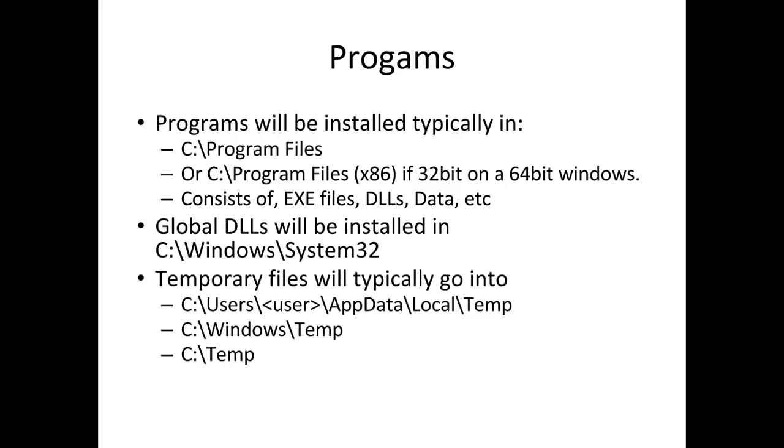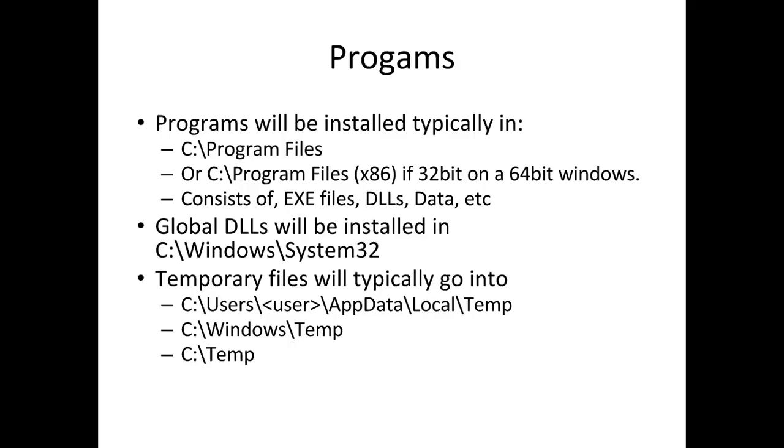There are a variety of programs that will be stored in the root, so the C/Program Files or the C/Program Files x86. If you happen to have a 32-bit executable that you want to run on a 64-bit version of Windows, Windows splits up 64-bit and 32-bit executable files between those two directories. Those two directories are going to contain all of your executable files, your binary files, that's exe files, dynamic link libraries, some data.